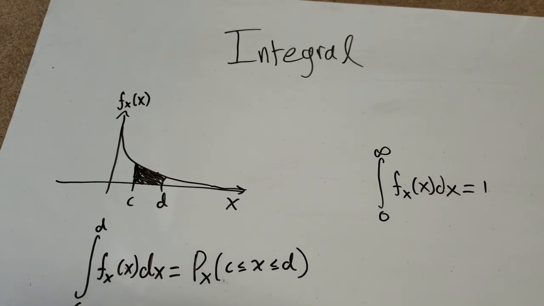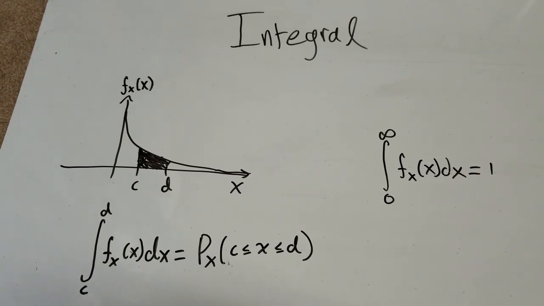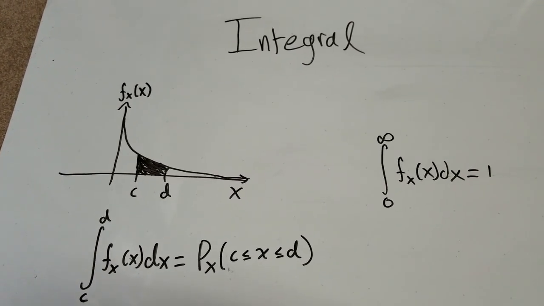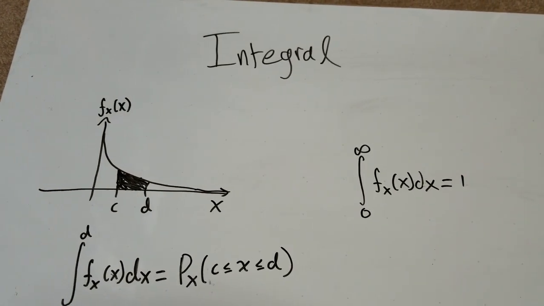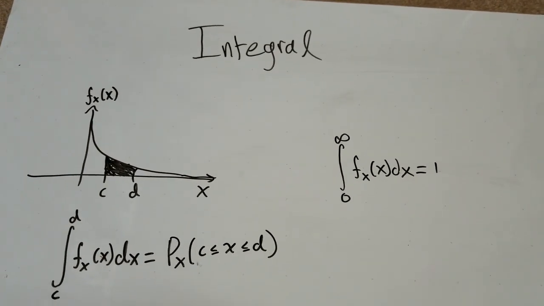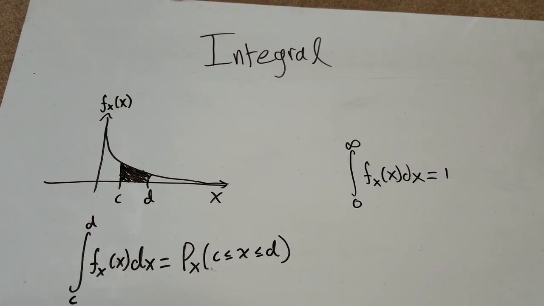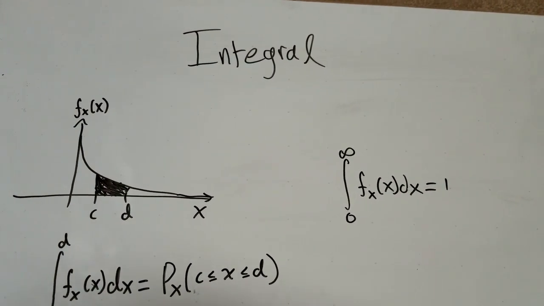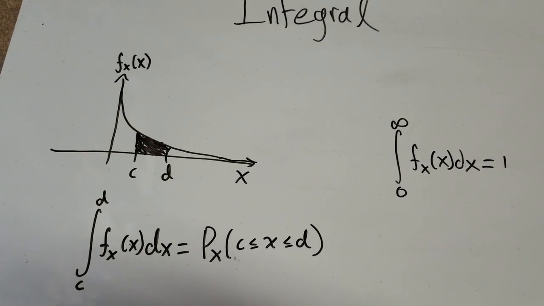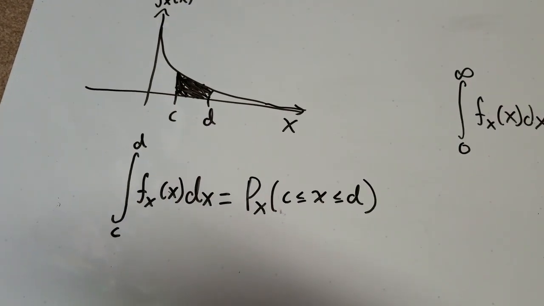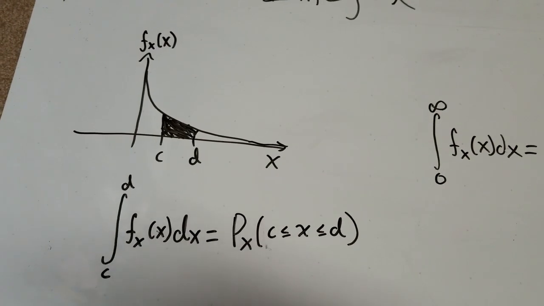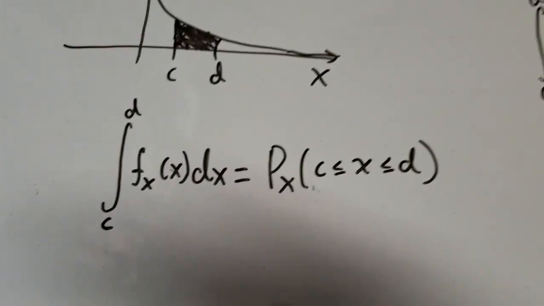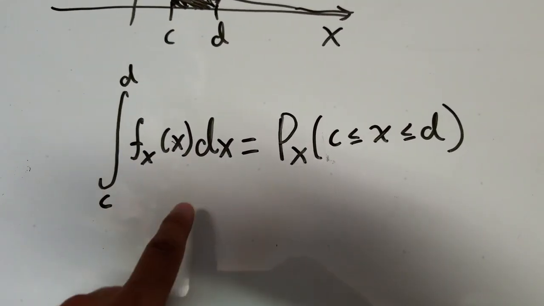In some cases, the PDF may be too complex to find the area under the curve using simple geometry. So in this case, you have to resort to using an integral. And this is a concept from calculus, and if you don't know calculus, I would highly recommend learning it. But basically what it does is, if you integrate a function between 2 points, like C and D, it will result in the area underneath the curve, and here is the notation for it.